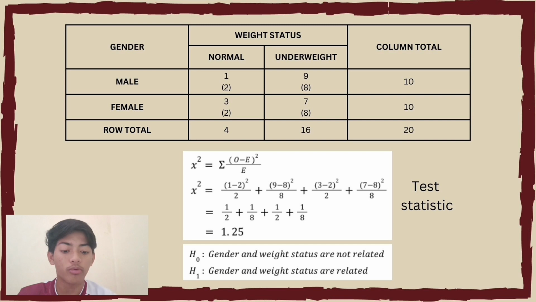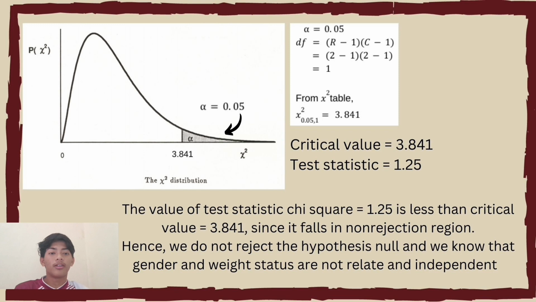Next, we write the hypothesis. The null hypothesis is that gender and weight status are not related, while hypothesis 1 is that gender and weight status are related. Last but not least, we assume that alpha is 0.05. We find the degree of freedom, with the formula row minus 1 times column minus 1. The answer is 1. So from the chi-square table, we get the critical value of 3.841.